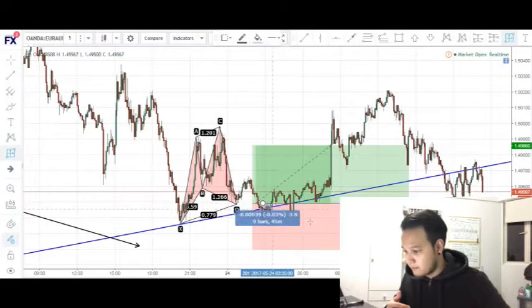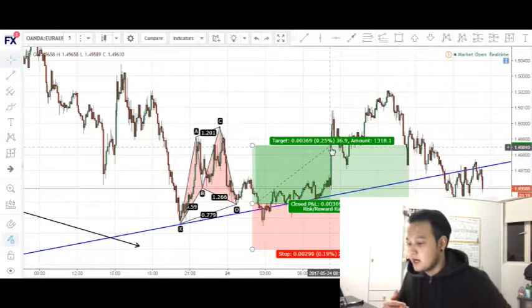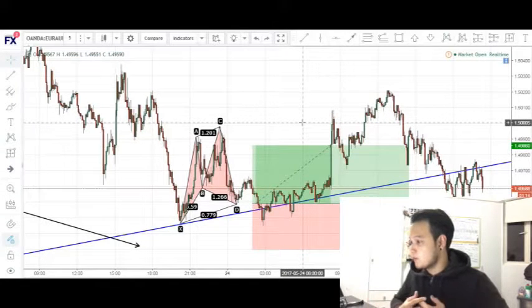I was about 15 pips down, and basically price just consolidated for a bit before having a very nice push up, which is where I took profits for about 37 pips. So this was the winning trade that I took on the Euro Aussie.